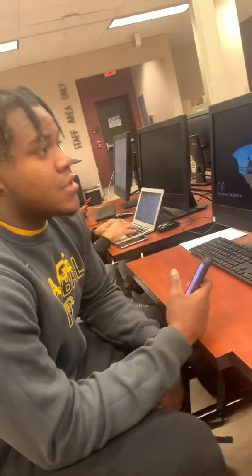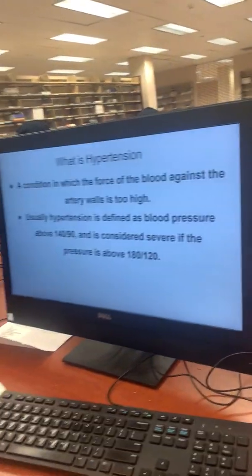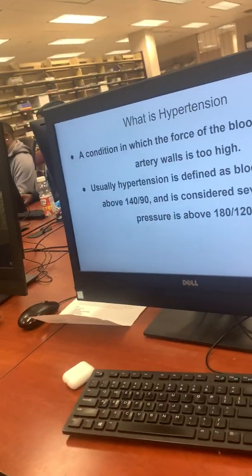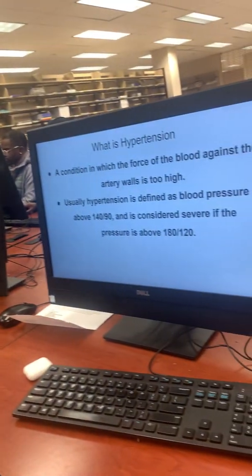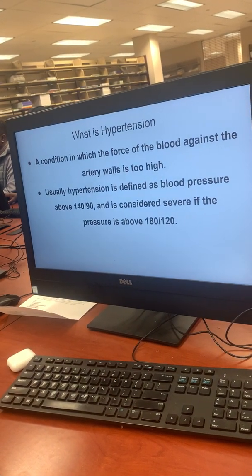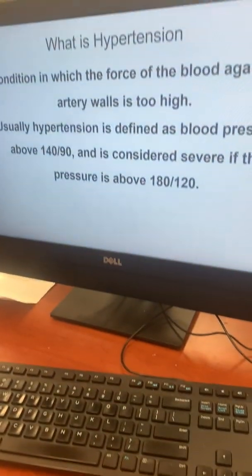What is hypertension? A condition in which the force of the blood against the artery walls is too high. Usually hypertension is defined as blood pressure above 140/90, and it is considered severe when the pressure is above 180/120.